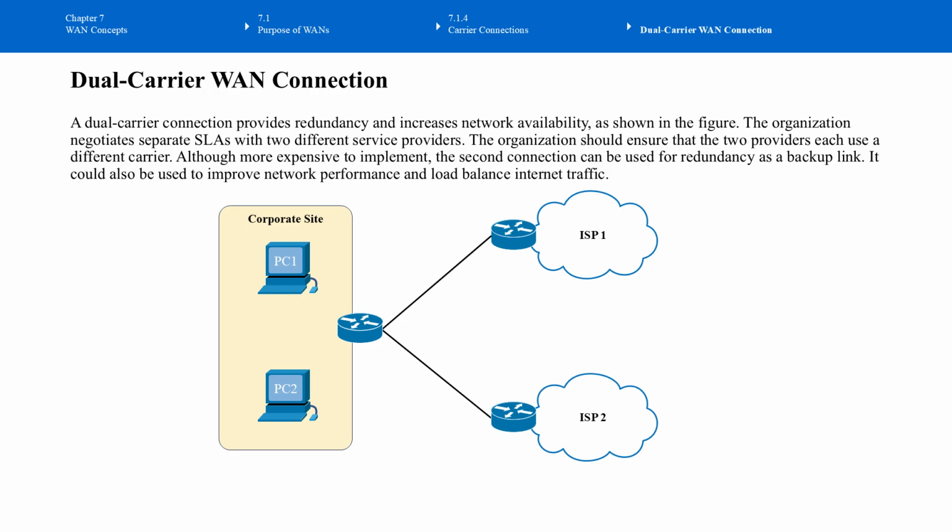Although it's more expensive to implement, the second connection can be used for redundancy as a backup link. It could also be used to improve network performance and load balance internet traffic.